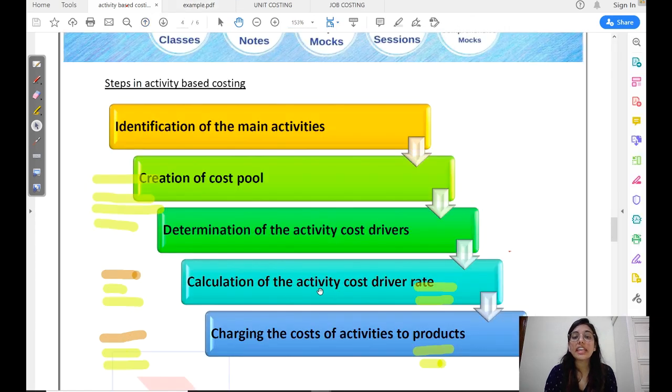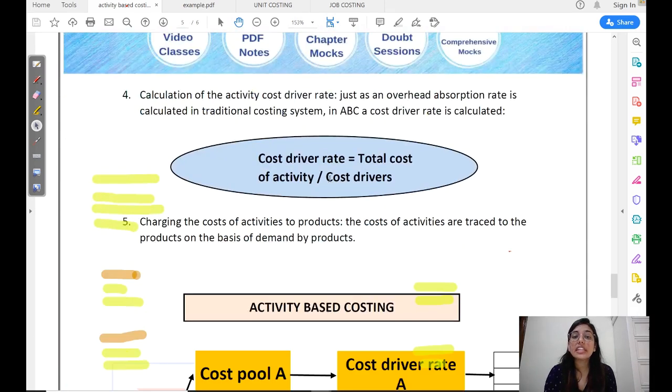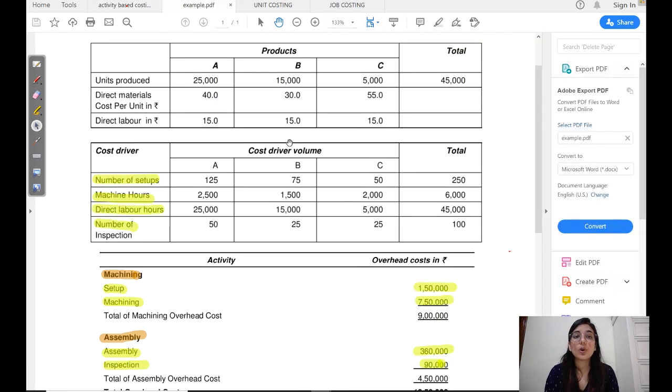Now we need to find out the rate, right? Now we need to find out the activity cost driver rate. For that, we need to divide the total cost of the activity by the cost drivers. The total costs given here are 1,50,000, 7,50,000, 3,60,000 and 90,000. These are to be divided by the cost drivers, which total 250, 6,000, 45,000 and 100, and these will help us calculate the activity cost driver rate.